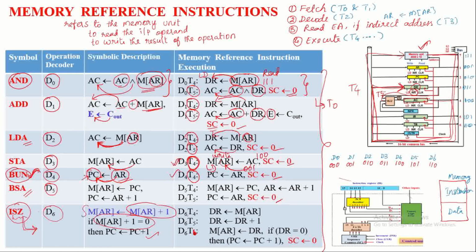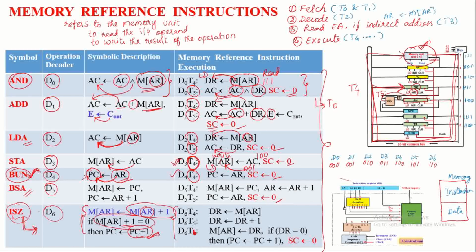You can look at the symbolic description of this operation. First, the memory word stored in the memory unit, whose address is pointed by the address register, is incremented. If the incremented value is equal to 0, then the next instruction is skipped by incrementing the program counter value. Let us have a look into the microoperations which are performed in order to achieve this operation. Before looking into these microoperations, have a look into the memory unit.